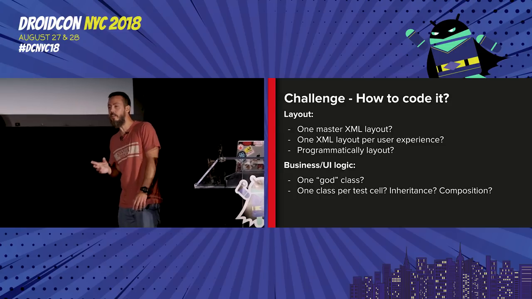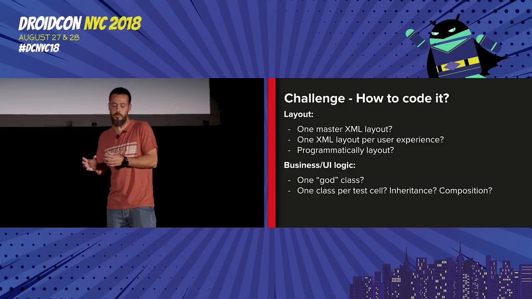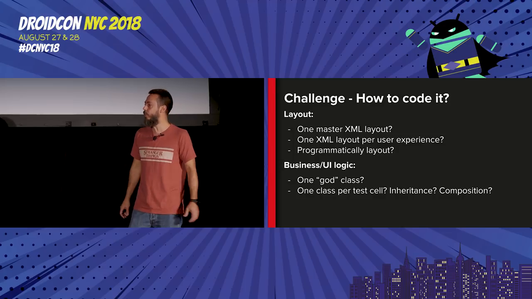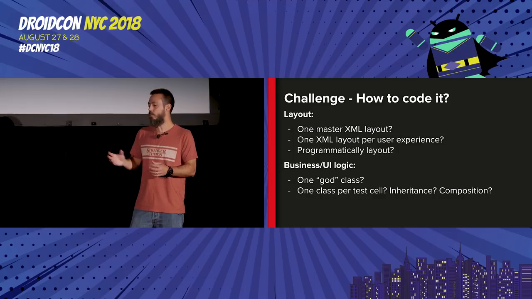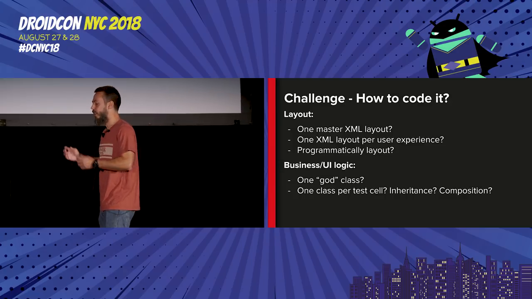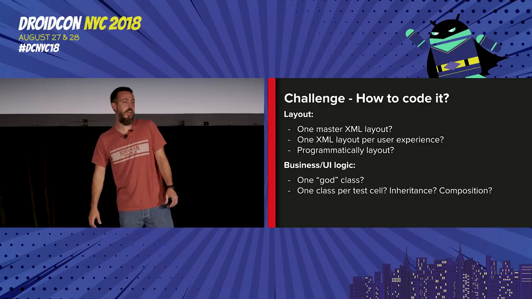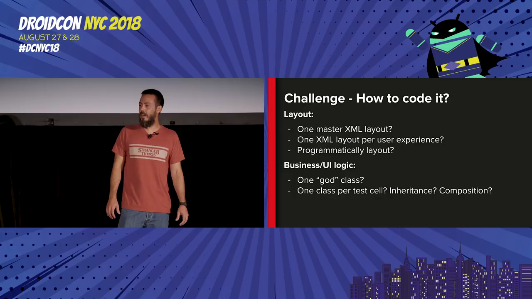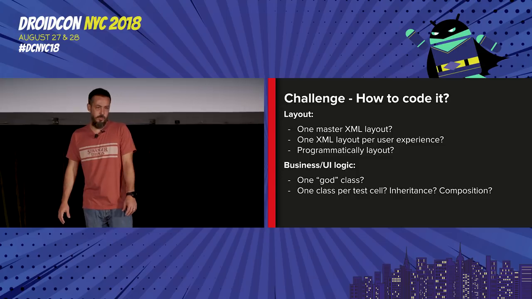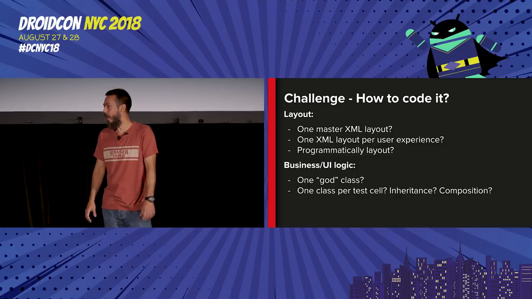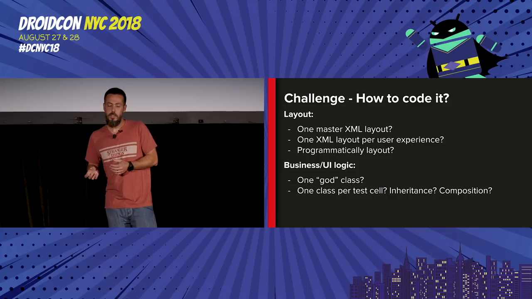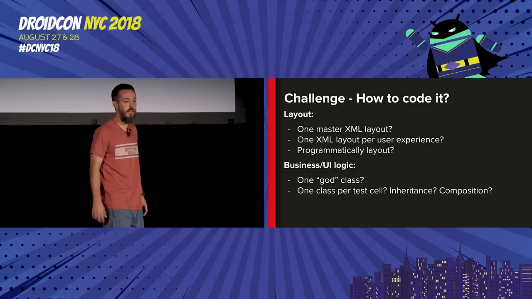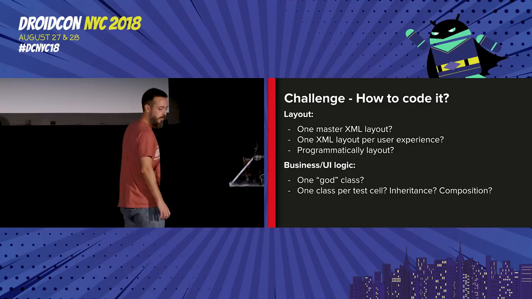We can try one layout per user experience, per variation of the user experience that we have. So then we are going to have 20 different XML layouts. We can copy and paste that and change accordingly to reflect what we want to test for every single experience. The problem is there is a lot of duplication of code. And I'm pretty sure you all know that this is something bad. If you have to fix one bug, you have to fix it in the 20 different layouts that you have. And that's pretty hard to do.